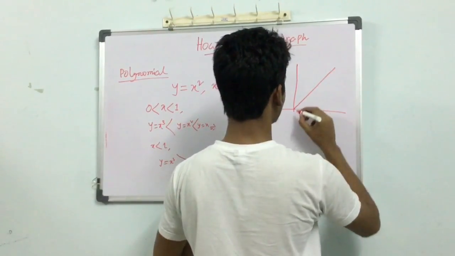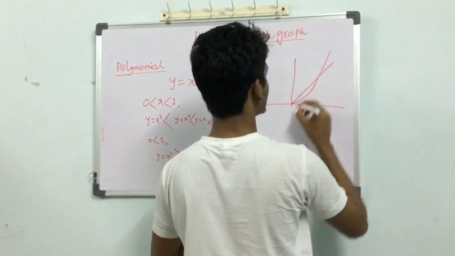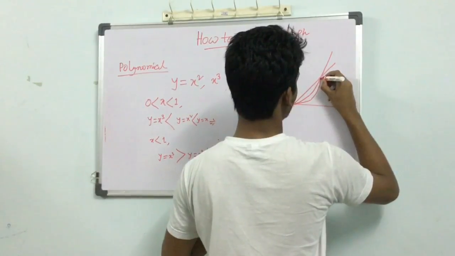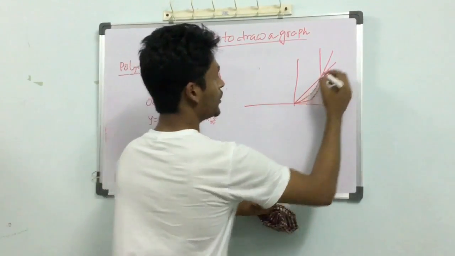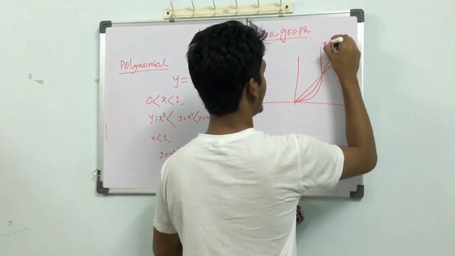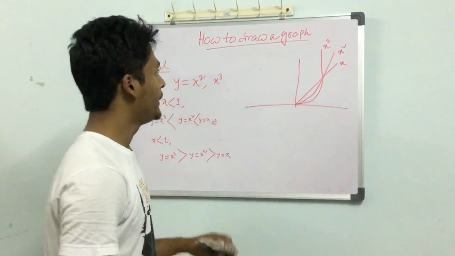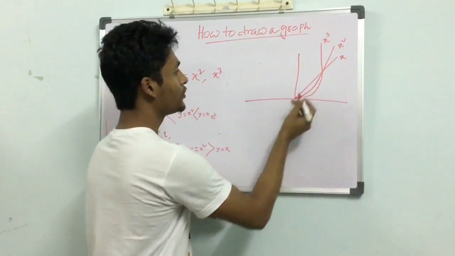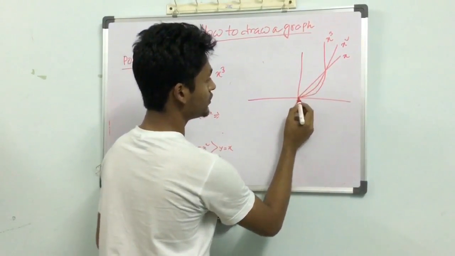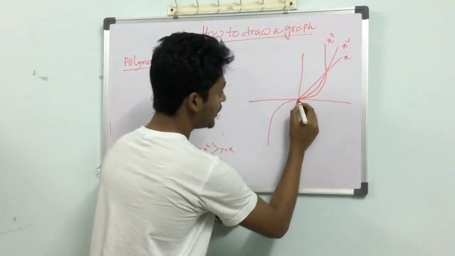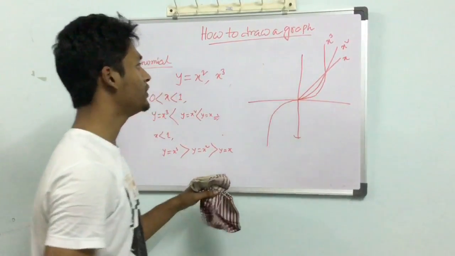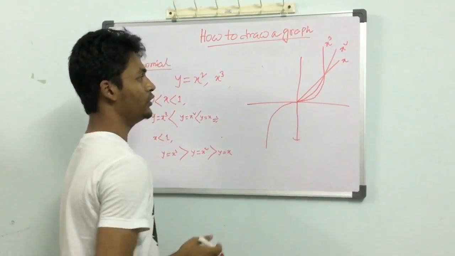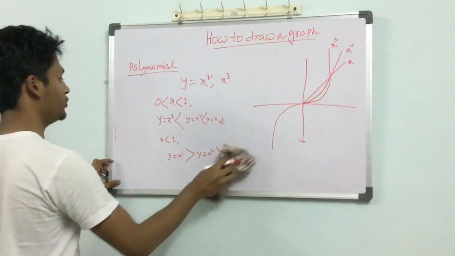This is my 1, this is x square, and this will be lower up to this point, but after this it will be greater. So x square, x cube. And as I am telling, this is an odd function, so it will again be symmetric about the x-axis. And this is quite familiar because at negative x, it will always give you a negative value. So this is all about polynomials.